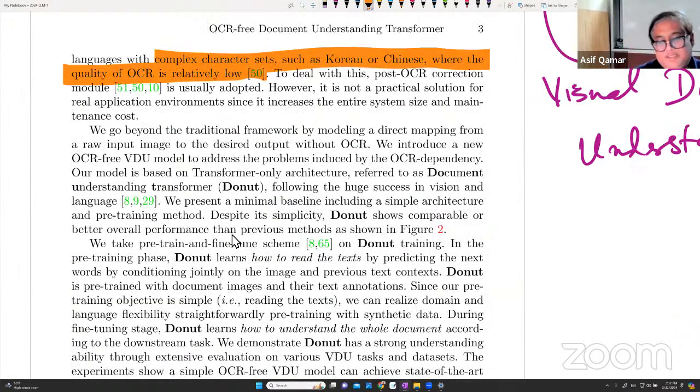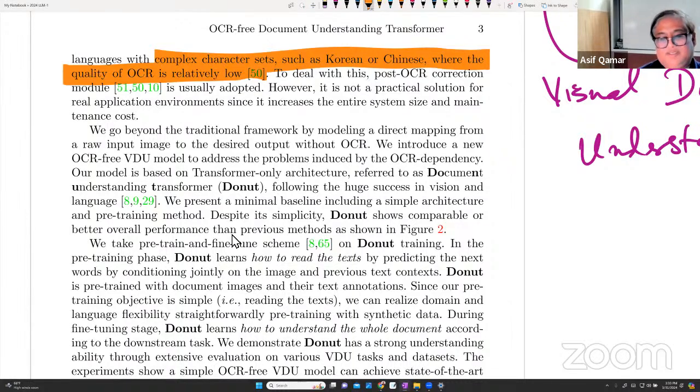We go beyond the traditional framework by modeling a direct mapping from a raw input image to the desired output without OCR. We introduce a new OCR-free VDU model to address the problems induced by the OCR dependency. So they're basically saying OCR, let's get rid of it. I hope the message is clear.